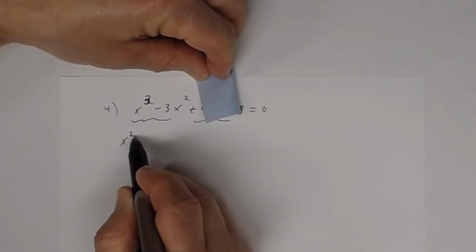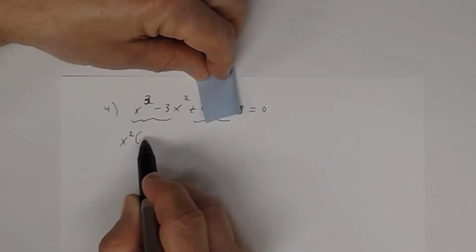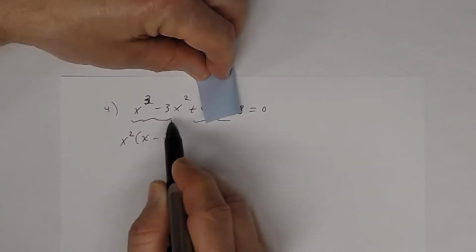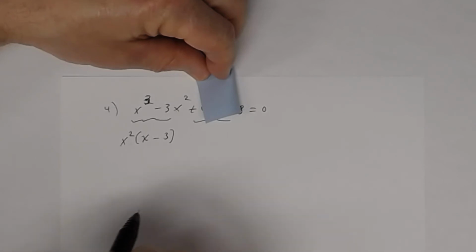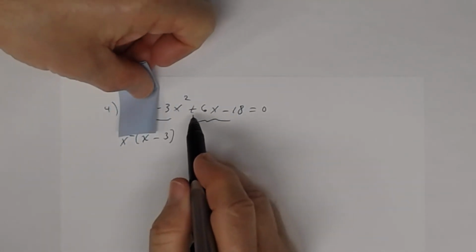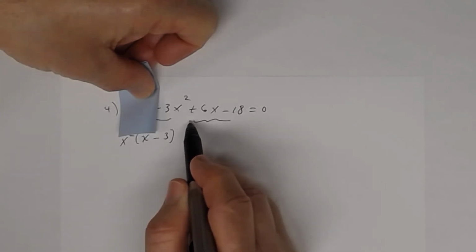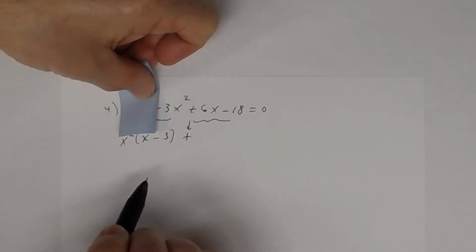So I'm going to say x squared times x is x cubed minus, and then x squared times 3 is negative 3x squared. Okay, now let's look at that second group. Now you see, always factor out that symbol, that operation that's right here. So I'm going to factor out a positive GCF here.